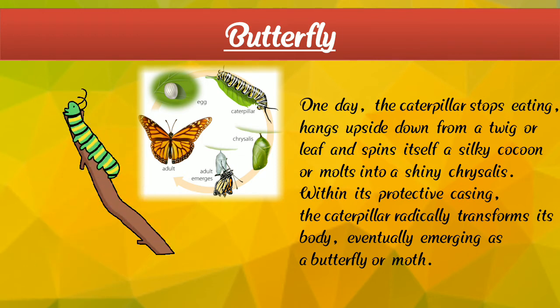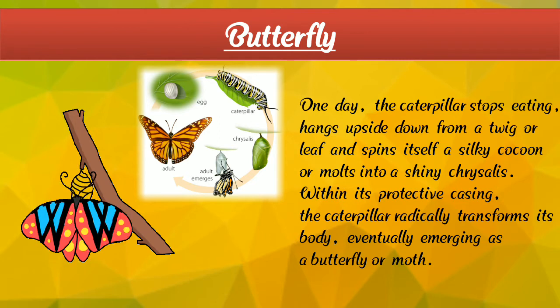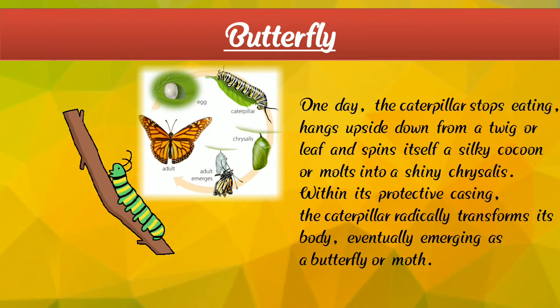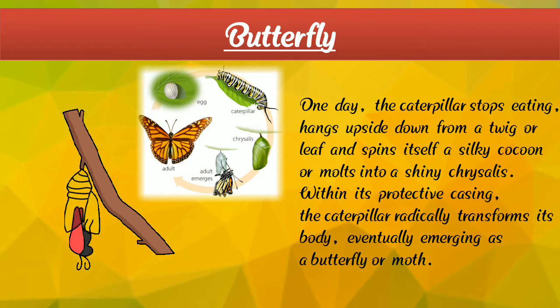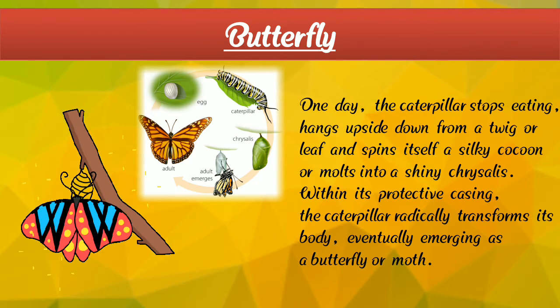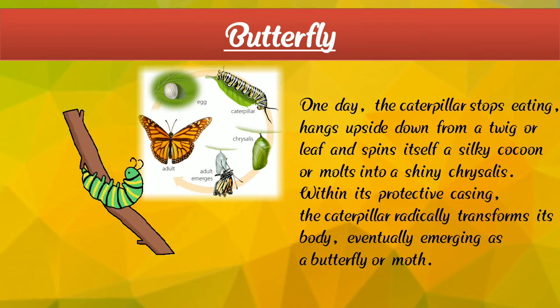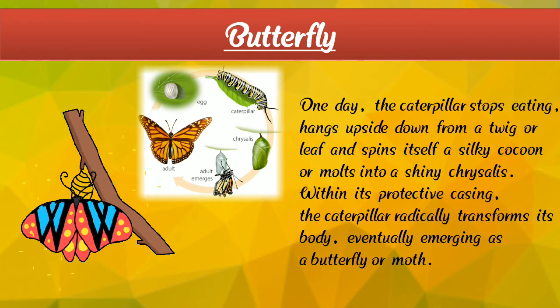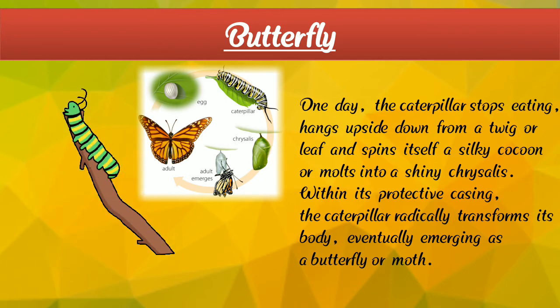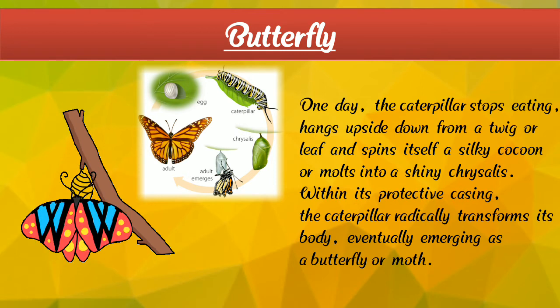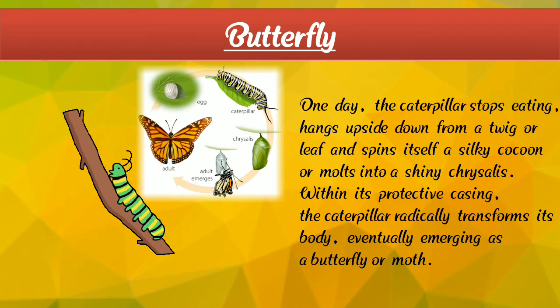So one day the caterpillar stops eating, hangs upside down from a twig or leaf, and spins itself a silky cocoon and molds into a shiny chrysalis. Within its protective casing, the caterpillar radically transforms its body, eventually emerging as a butterfly or moth.